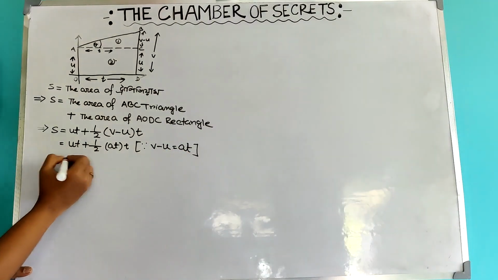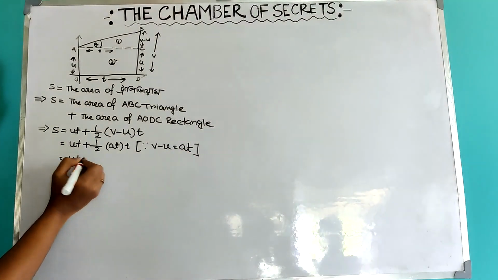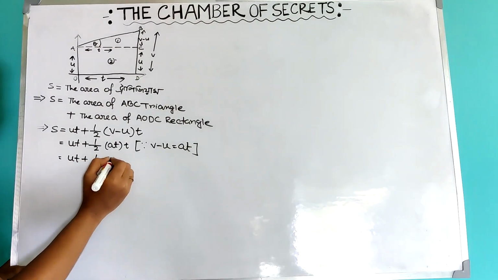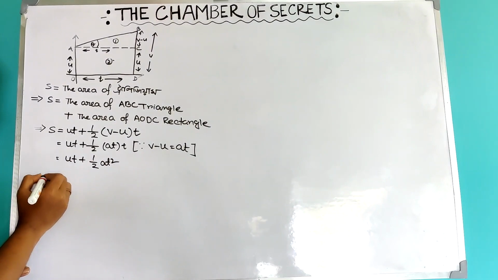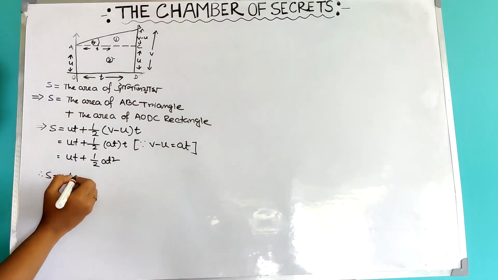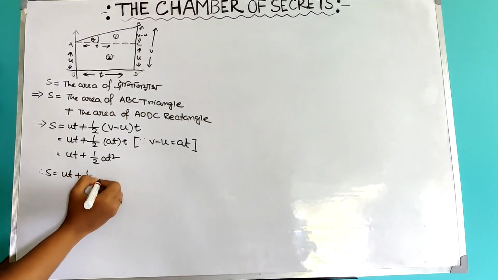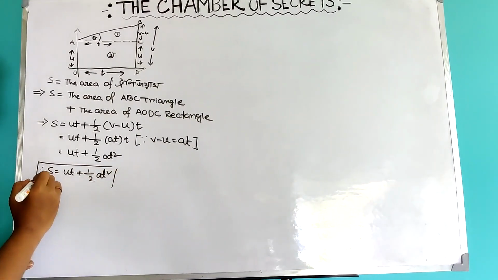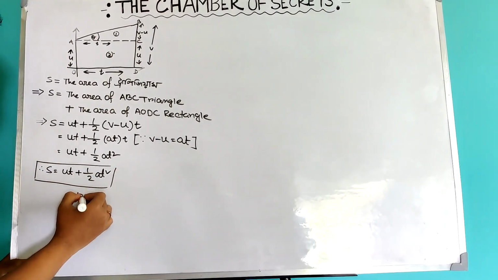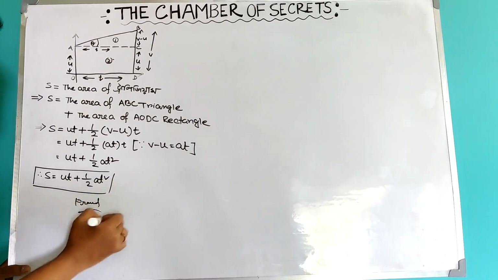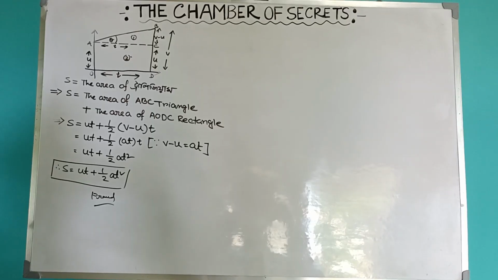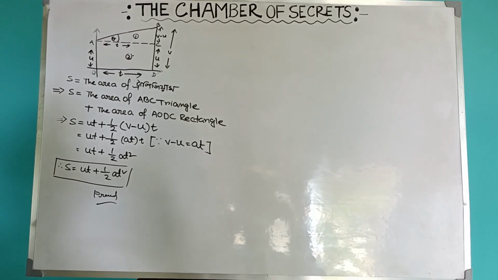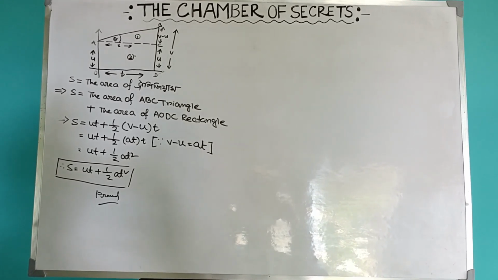And now the last line is ut + ½at². Therefore, S is equal to ut + ½at². Now the proof has been completed totally. So now the proof of S = ut + ½at² by graph has been totally completed, and now we will prove it by calculus.